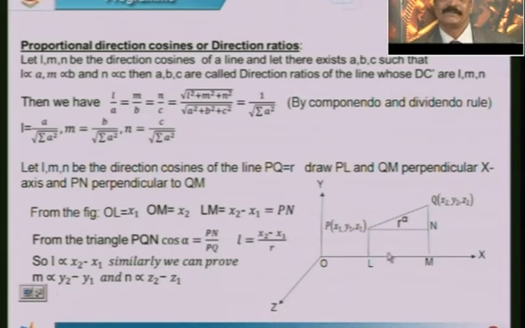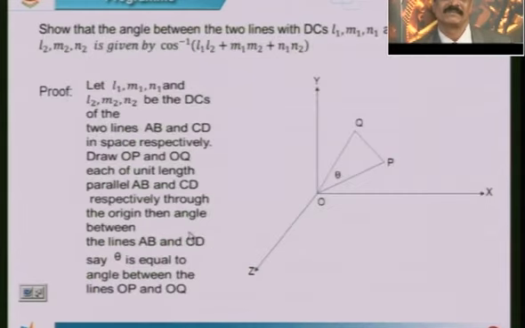So it is very clear, the direction cosines of a line passing through the points P(x1, y1, z1) and Q(x2, y2, z2) are given by x2 minus x1, y2 minus y1, z2 minus z1. They are nothing but a, b, c. Then you can get l, m, n using this formula. That is a very important property.